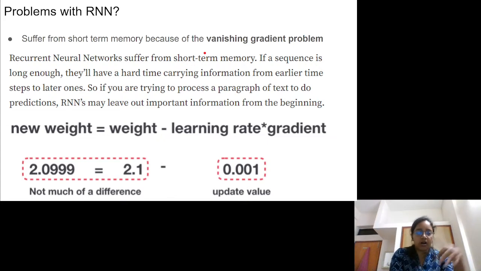Okay, so just to let you know, all of our slides for this week are mainly from some Medium articles and some Stanford lectures. So just a courtesy mention. So what they have said here is that recurrent neural networks suffer from short-term memory. So if a sequence is long enough, they'll have a hard time carrying that information.